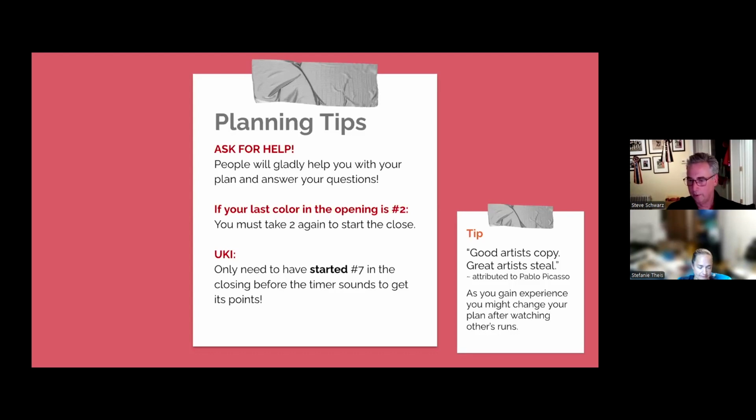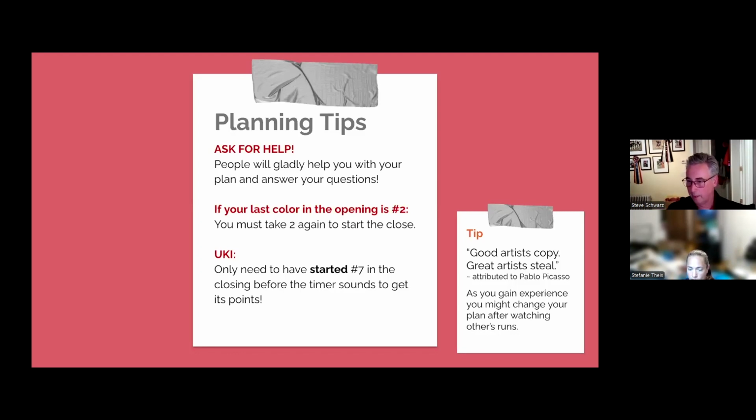The other thing you might think about, if you're in UKI, is if 7 is a combo, you only need to have started it when the horn goes off, when you run out of time. If you complete the 7 without a fault and go over the finish line, you'll get all 7 points, even though the horn went off. That's not the case in CPE or USDAA. You would have had to have completed the 7 before the time went off to get the points. So that's just a UKI thing.